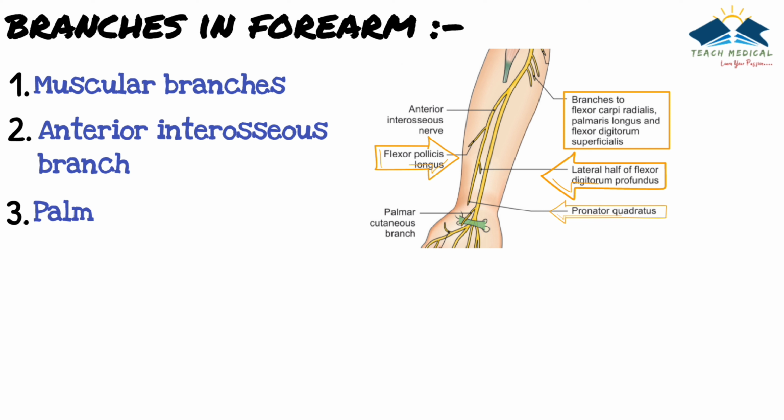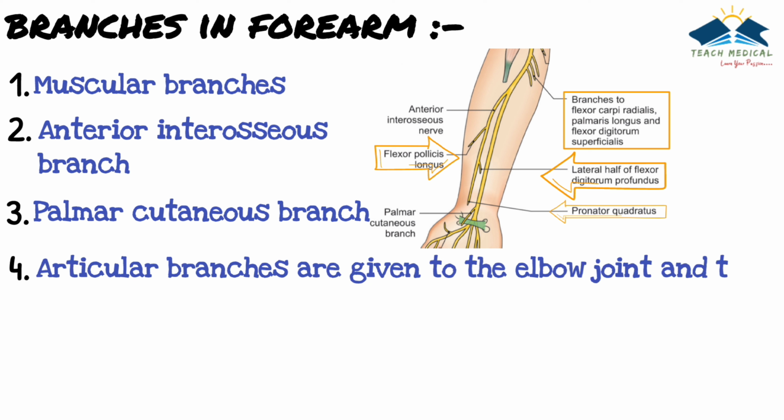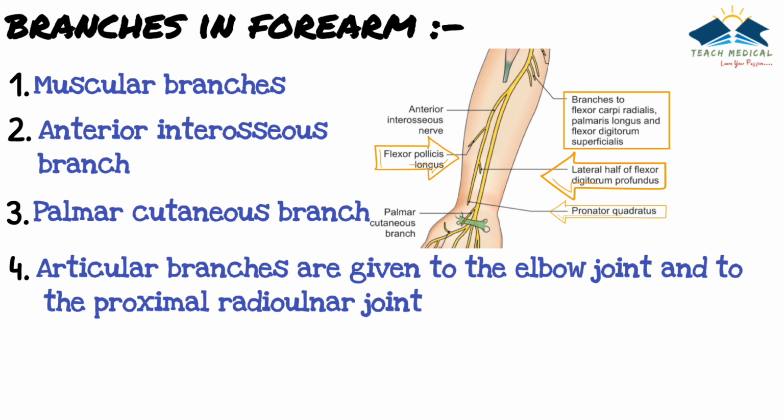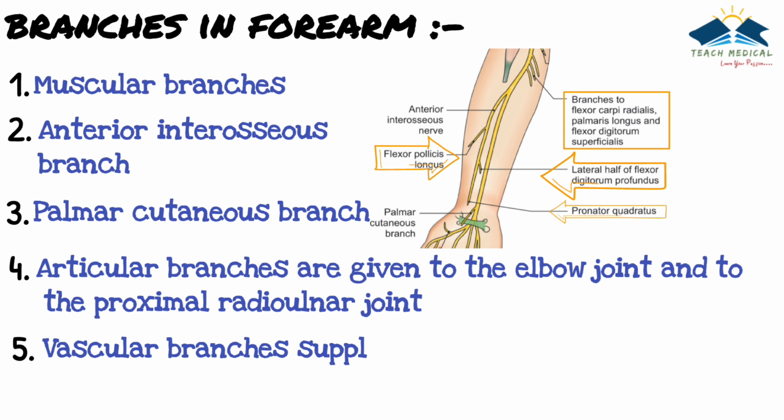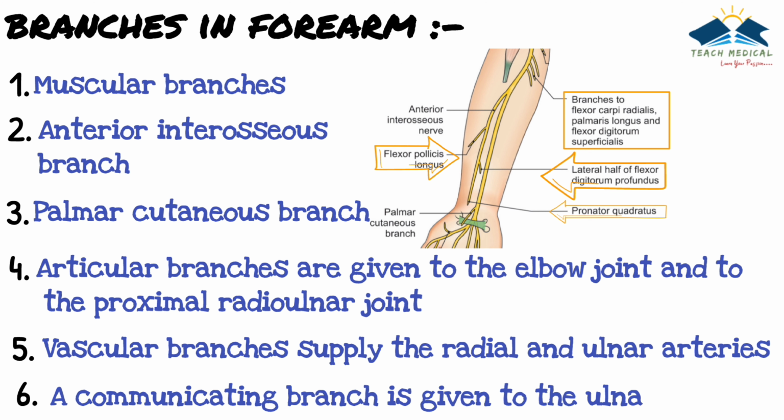Third, the palmar cutaneous branch arises a short distance above the wrist, lies superficial to it and supplies the skin over the thenar eminence and the central part of the palm. Fourth, articular branches are given to the elbow joint and to the proximal radio-ulnar joint. Fifth, vascular branches supply the radial and ulnar arteries. Sixth, a communicating branch is given to the ulnar nerve.